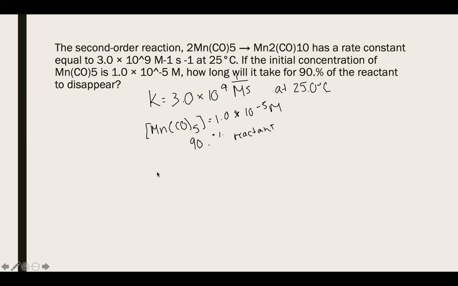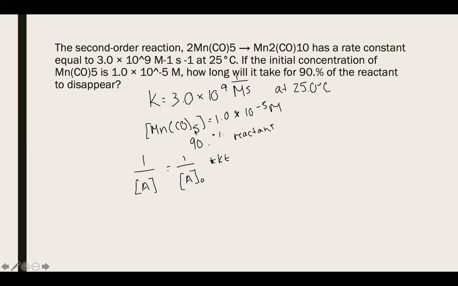So we're trying to solve for T, but we kind of have two unknowns for this one. The equation we know we have to use, we've used it a few times before now, is the second order integrated rate law, which is 1 over A equals 1 over A initial plus KT. We're given the initial concentration and our K value, and we're trying to solve for T, but we're not outright given our A value here. But we are told how long it's going to take for 90% of the reactant to disappear.